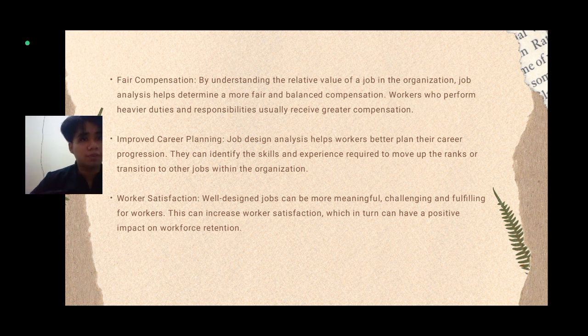Well-designed jobs can be more meaningful, challenging, and fulfilling for workers. This can increase worker satisfaction, which in turn can have a positive impact on workforce retention.